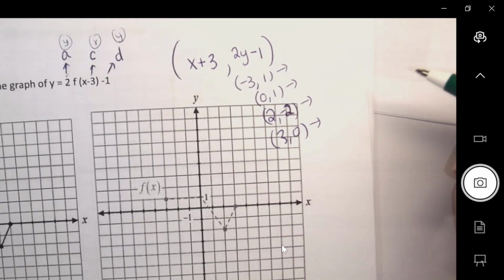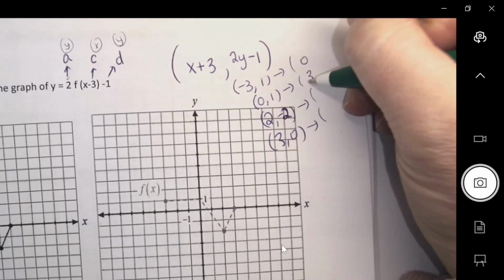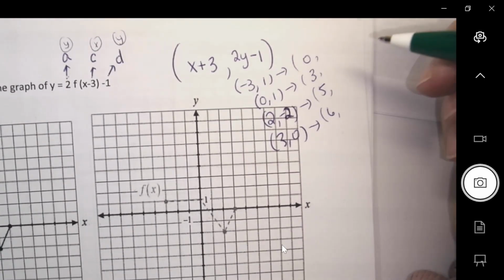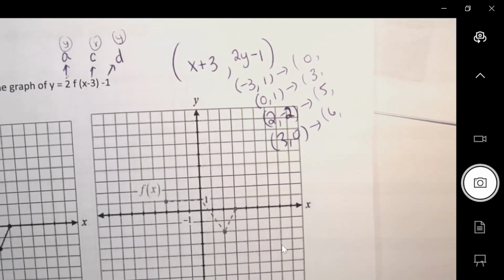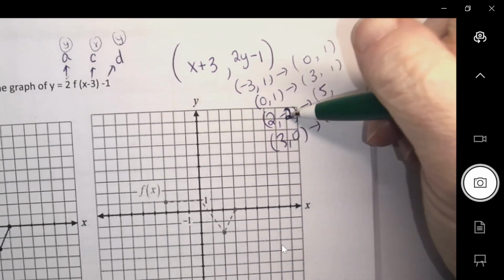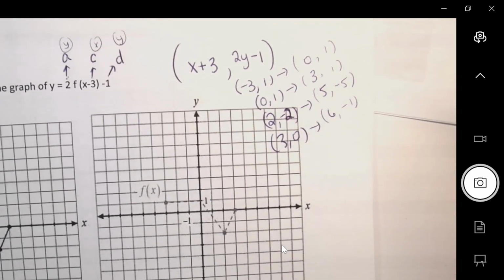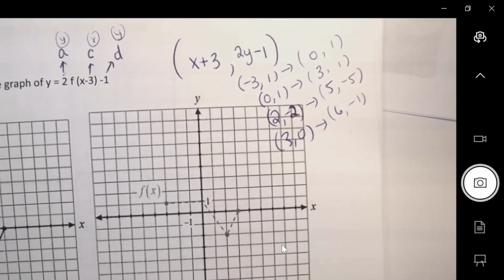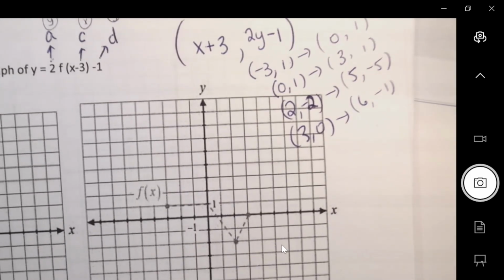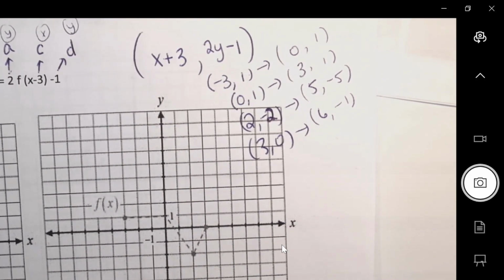So to be faster, my tip is just to go all the x's, so add 3. So 0, 3, 5, 6. And then run all the y's through after that. Okay, are we getting the same coordinates? I got a 0, 1, 3, 1, 5, -5, 6, -1.